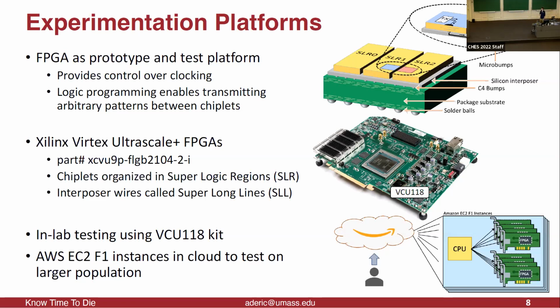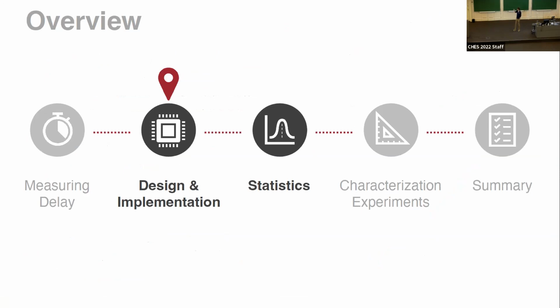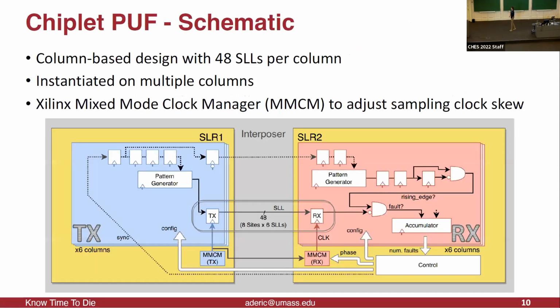So in the lab, to test this locally, we have basically a development board, and then to actually test it at scale, because it's a PUF, you need more FPGAs, and these FPGAs can be expensive. So to test it at scale, we use AWS, essentially cloud FPGAs. You can essentially rent them out. And so I'm going to talk about the actual design now. So this is the design.